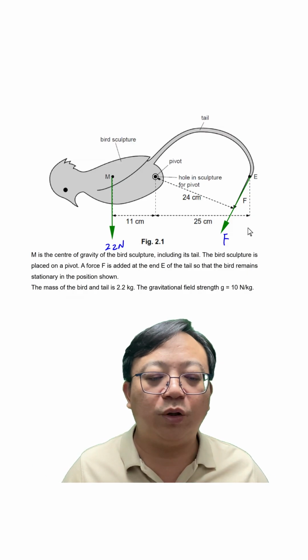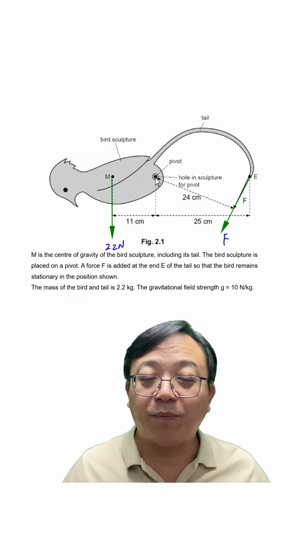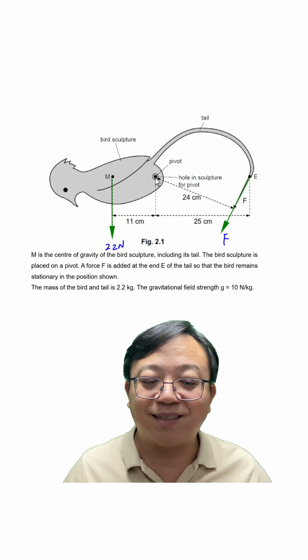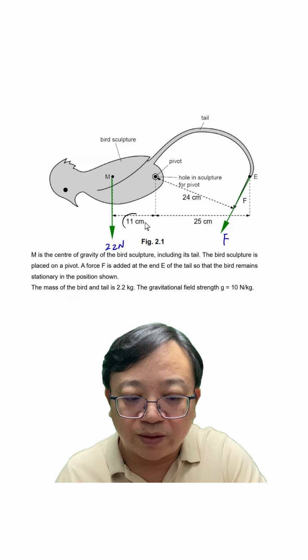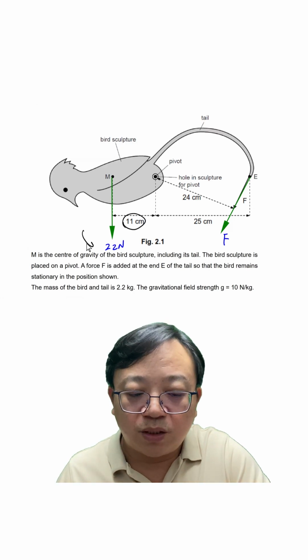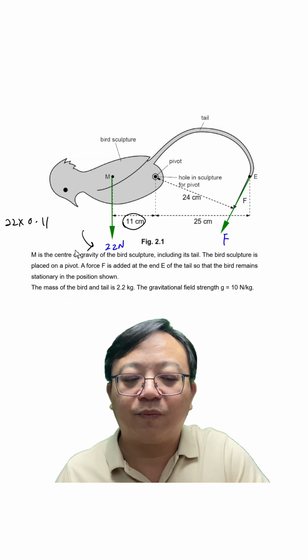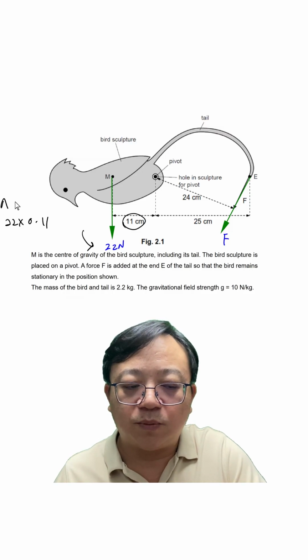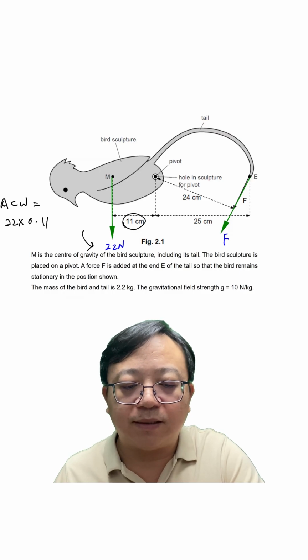So this 22 Newton, this is F, all right? And this is a pivot. Where's the perpendicular distance? Force here, pivot here, this is the perpendicular distance, right? 11 cm. So this one instantly you will get 22 times 0.11. Okay, and this will be anti-clockwise moment. Then F, where's the perpendicular distance? This is a pivot. Obviously 24 cm, right?